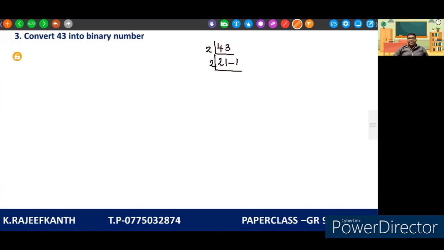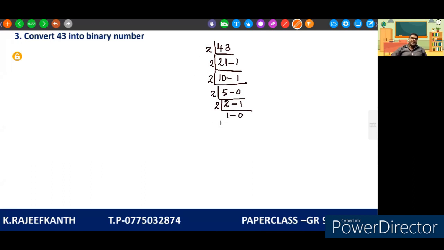So again we are going to divide by 2. In 21 there are 10 2's, then balance 1. Again we have to divide by 2. Then 5 remain the 0. Then 5 should divide by 2. Then 2 remain the 1. Here we can divide this 2 by 2. Then 1 remain the 0.